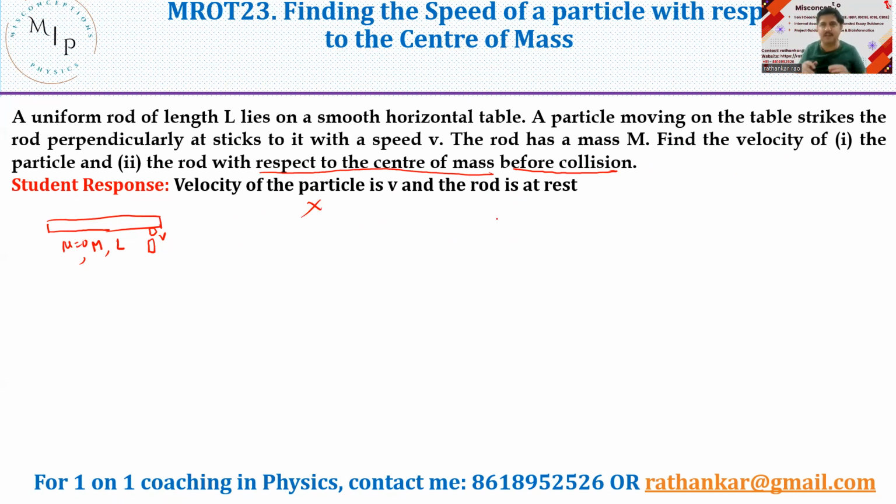If I am an observer sitting on the table and I observe the velocity of the rod, it is definitely 0. What is the velocity of the particle? I turn back and say, oh, the velocity of the particle is v. But here in this case, it is not that. Here you can see that it is with respect to the center of mass.